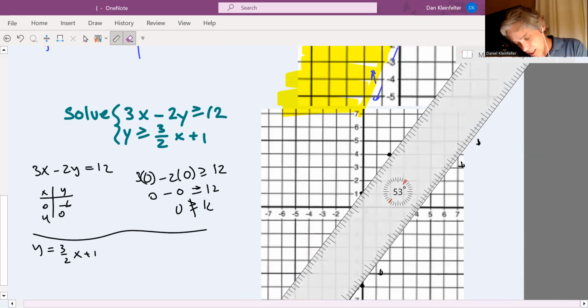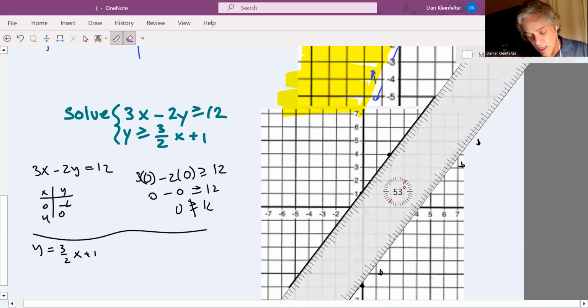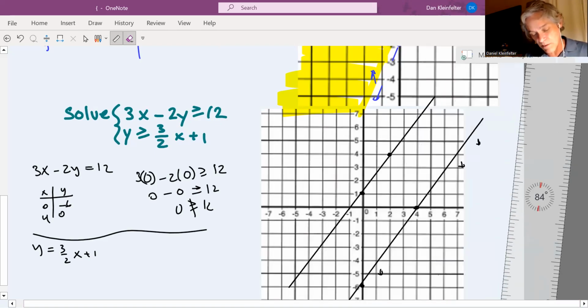And then we're going to shade this one, and do the line with a solid line because of the "or equal to." That one's parallel to the first one. That's pretty neat. For the test, we'll check the origin again. So we want to see if the origin is a solution. So 0 greater than or equal to 3/2 of 0 plus 1. Is 0 greater than or equal to 1?